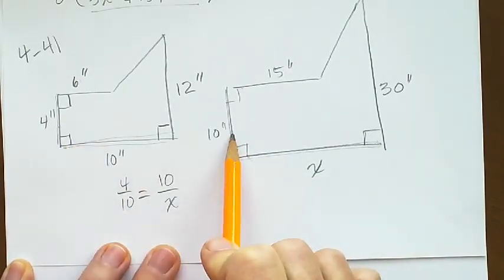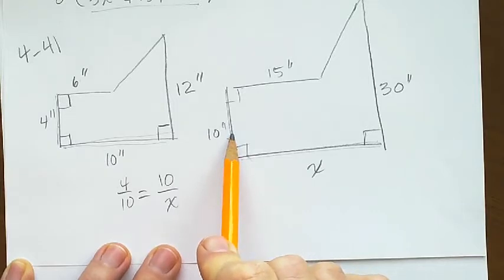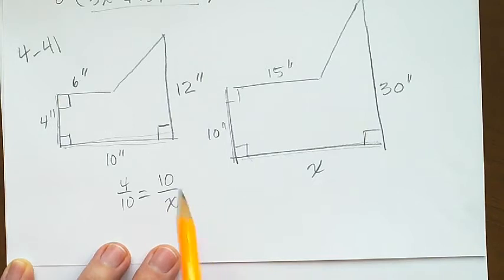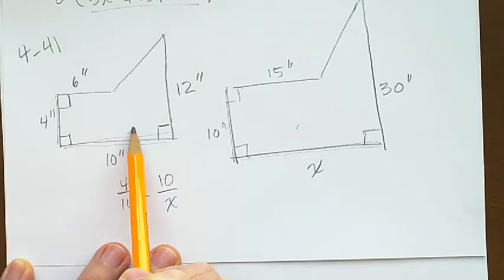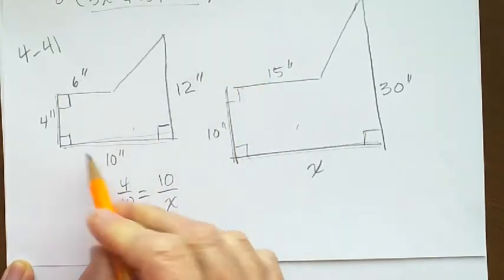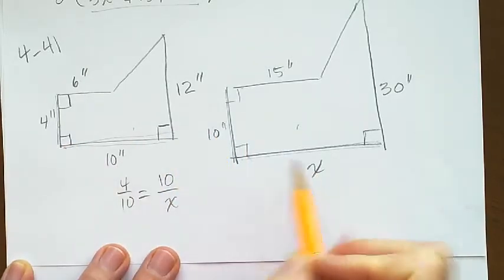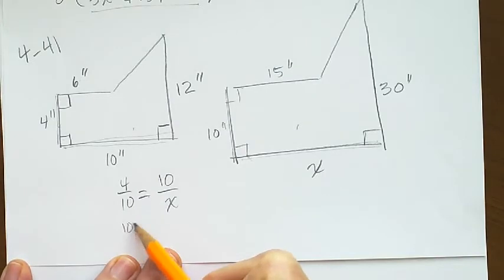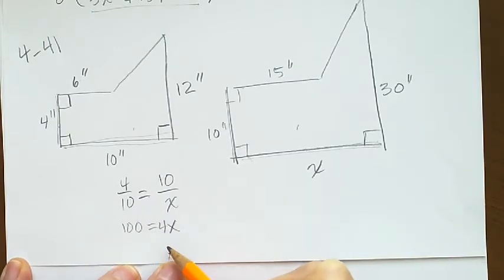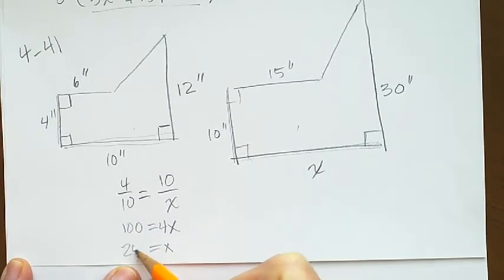Whatever I do to 4 to get 10, and we're not adding, we are never adding when we're looking at similar figures. We're multiplying by something because this is a dilation of this one. So whatever I do to 4 to get 10, I'm going to do the same process to 10 to get x. Cross multiply, that's going to give me 100 equals 4x. So x equals 25.